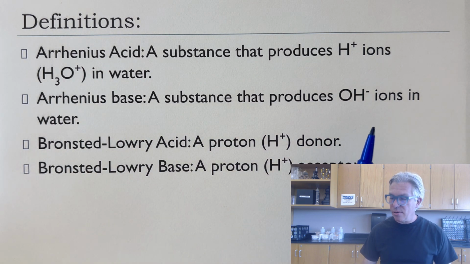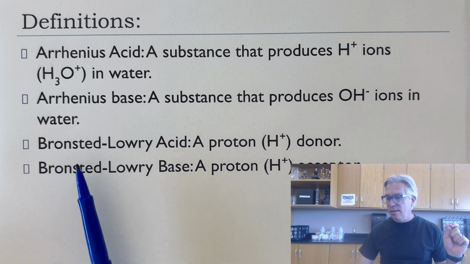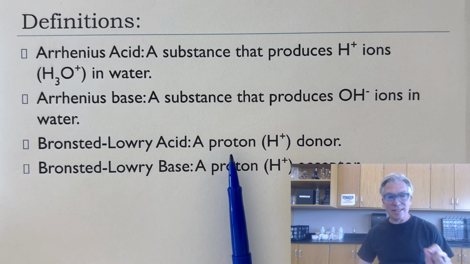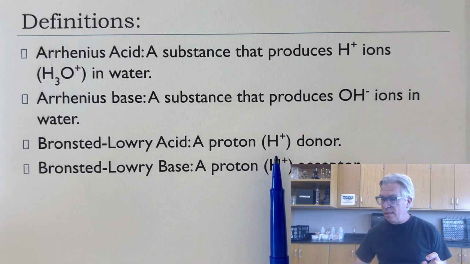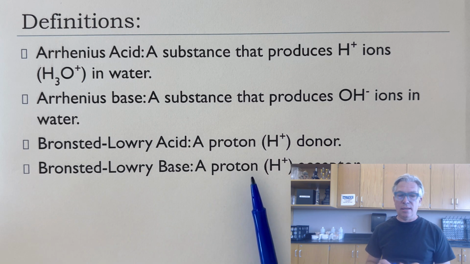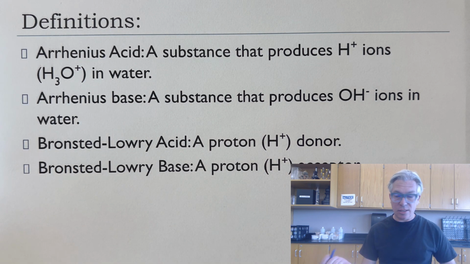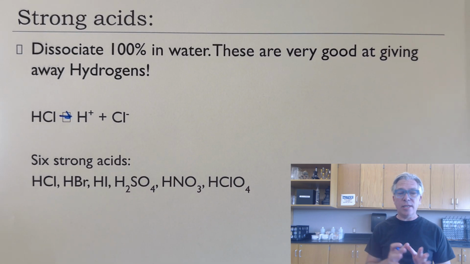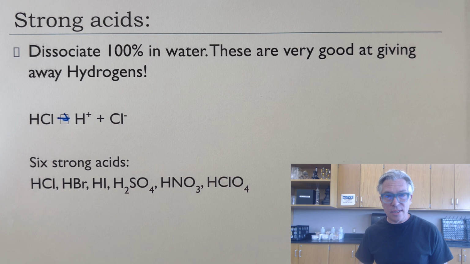But Bronsted and Lowry defined them as the things that give protons away, that's the acids, and the things that accept those protons are the bases. So it's all about the exchange of protons. Then we just have to identify what is doing what. All right, quick side note, there are 6 strong acids. Take a minute before the AP exam and learn these.